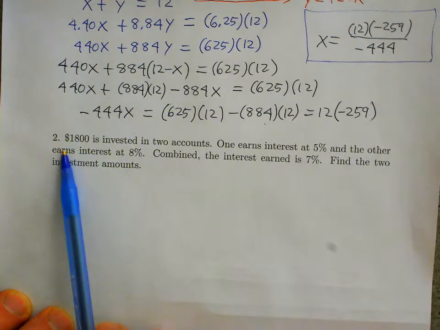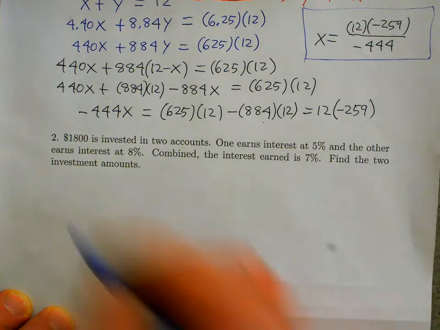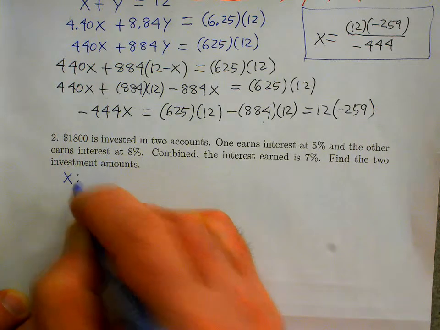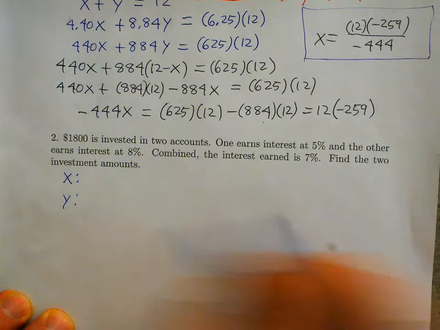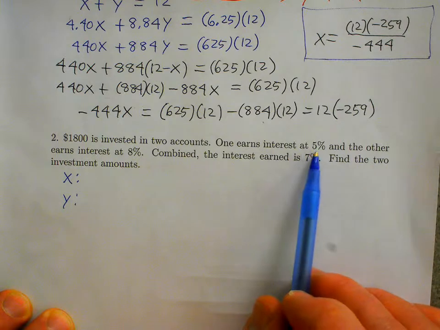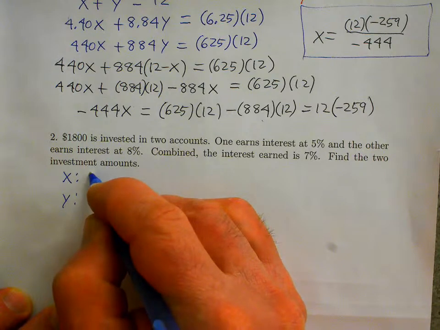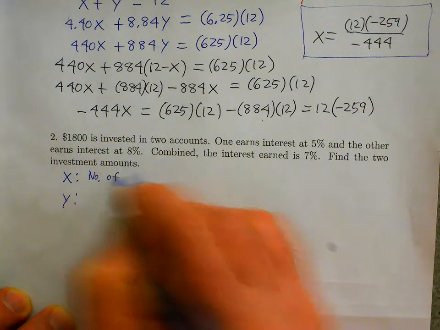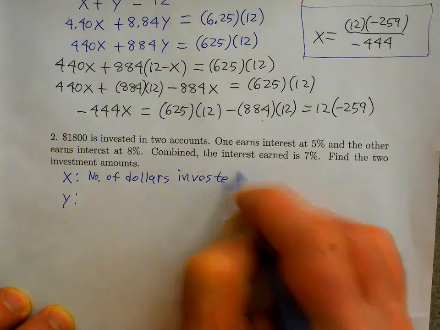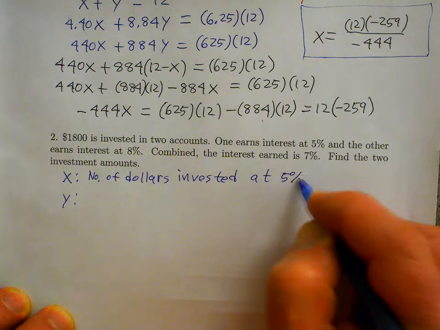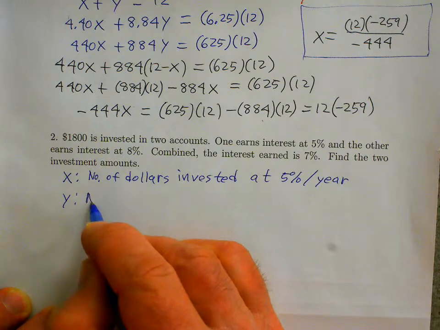So if $1,800 is invested in two accounts, then we can pick x and y to be the two amounts. I'll pick x to be the number of dollars invested at 5% per year. And y is the number of dollars invested at 8% per year.